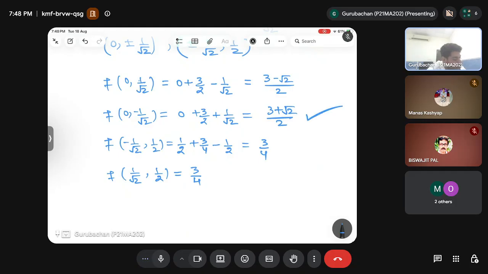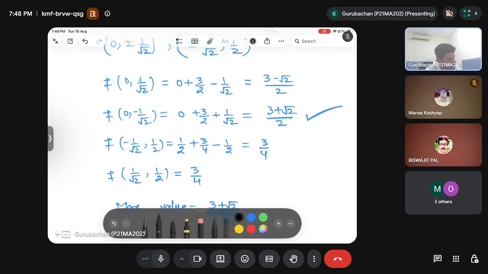So obviously this one. So maximum value is (3 plus root 2) by 2. Yes, sir. That one, (3 plus under root 2) divided by 2.